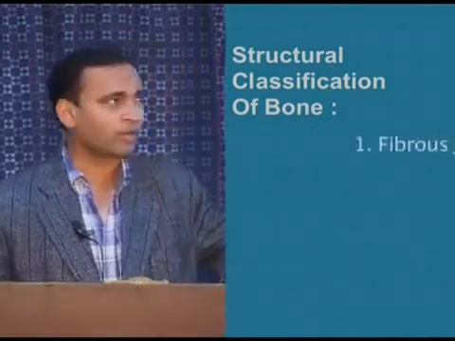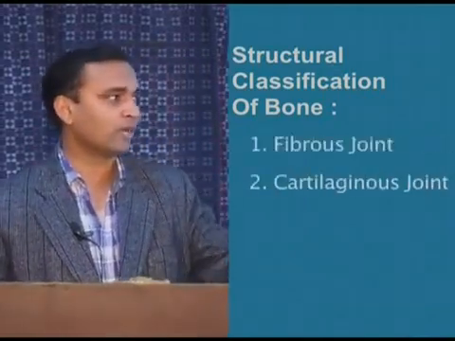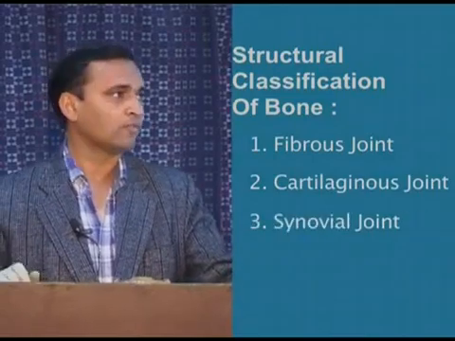First is fibrous joint, second is cartilaginous joint, and third is synovial joint. Now we will discuss them one by one. Fibrous joint: collagen fibers span the space between bones, and it can be of three types: suture, gomphosis, and syndesmosis. It means the two bones are articulating or joining with the help of some fibers. That is known as a fibrous joint.